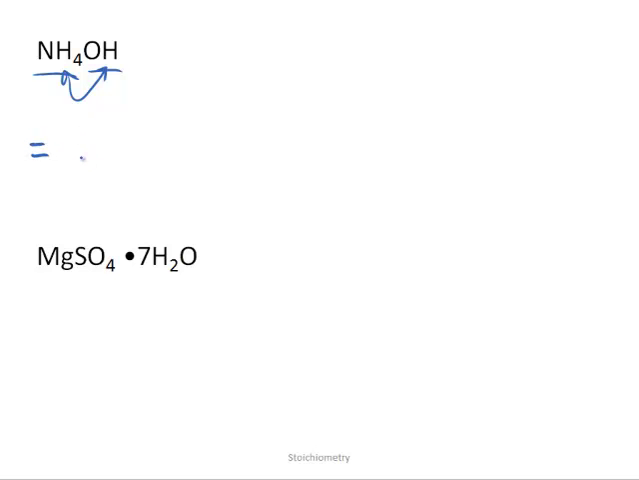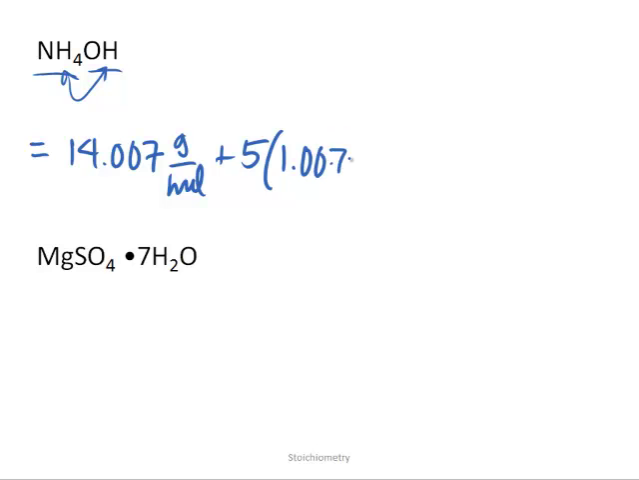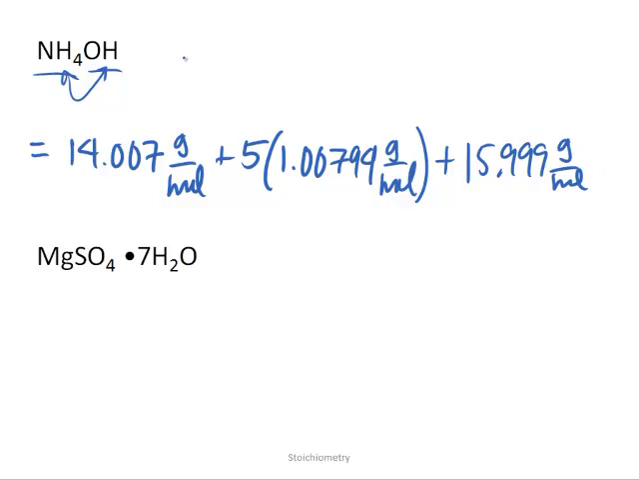So the molar mass for ammonium hydroxide would be 14.007 grams per mole for nitrogen, plus, we'll add them all up at the same time, 5 times 1.00794 grams per mole for hydrogen, plus 15.999 grams per mole for the oxygen, and that gives us a total of 35.046 grams per mole, and that's the molar mass for ammonium hydroxide.